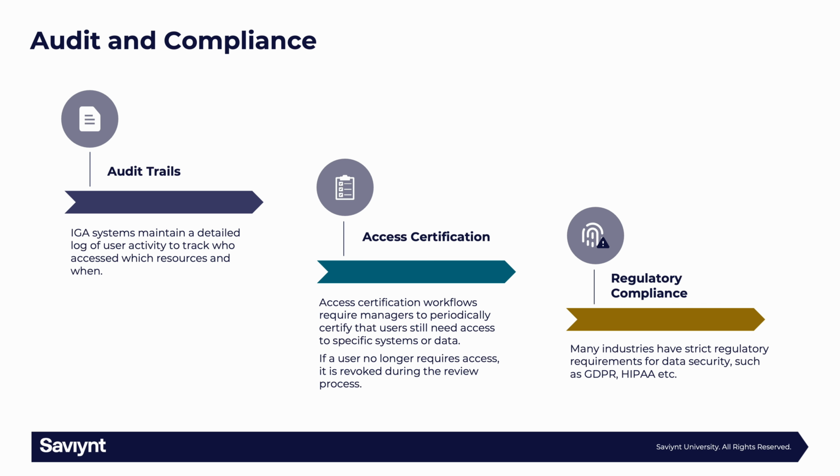Access certification. Access certification workflows require managers to periodically certify that users still need access to specific systems or data. If a user no longer requires access, it is revoked during the review process. And regulatory compliance. Many industries have strict regulatory requirements for data security, such as GDPR, that is General Data Protection Regulation in Europe, or HIPAA, that is the Health Insurance Portability and Accountability Act in the US. IGA ensures that user access policies and audit logs align with these regulations.